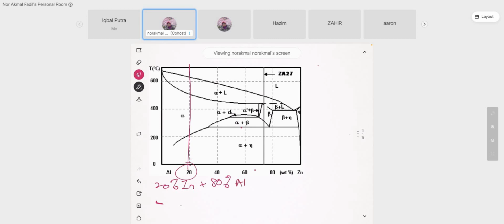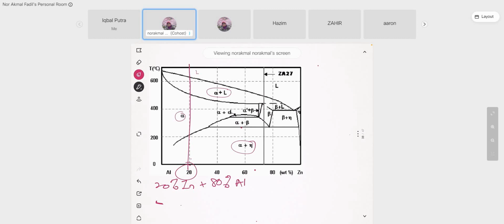Because it shows a transformation from liquid. Okay, this is liquid, and then liquid plus alpha, and then alpha. Lastly, at room temperature, it will show alpha plus eta. So there are four phase transformations: liquid, liquid plus alpha, alpha, and alpha plus eta.